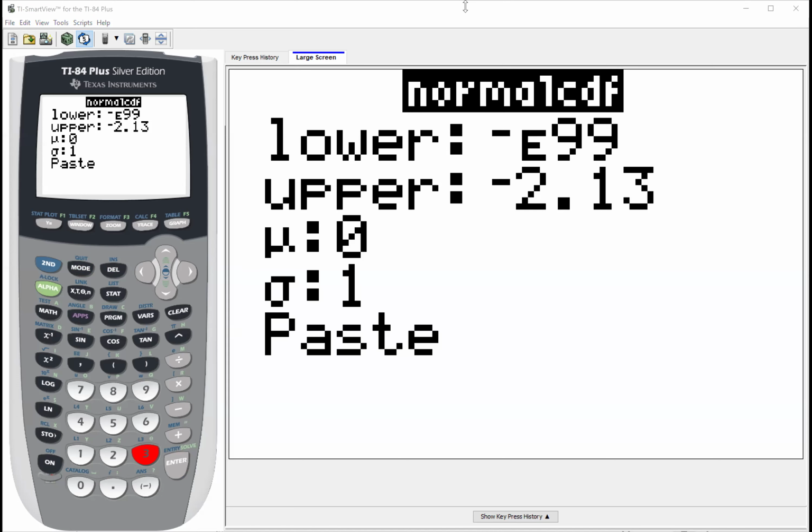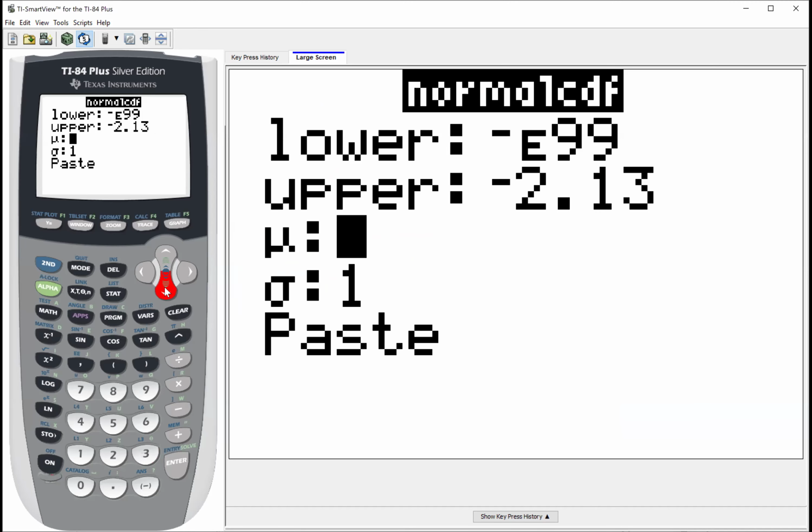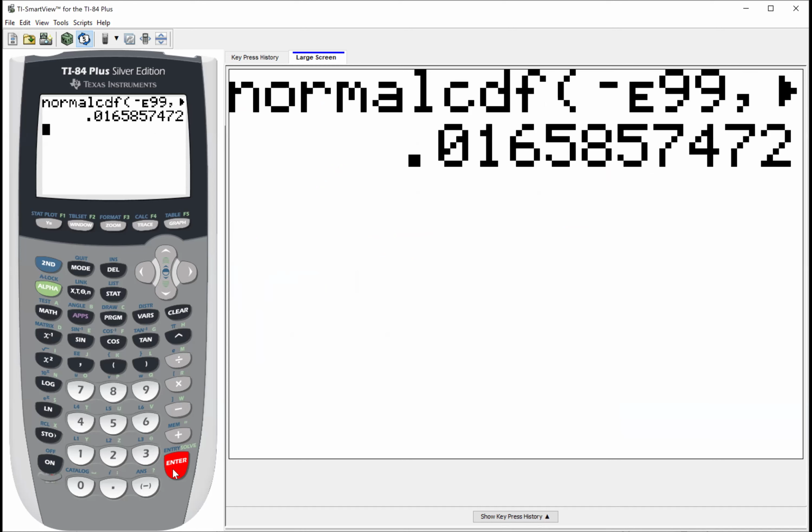So let's go back and look at the picture. Since we're working with z-scores, the mean of the z-scores is 0. And the standard deviation is 1. So whenever we're working with z-scores, the mean of the standard normal is 0 and the standard deviation is 1. So we're going to leave that as 0 and 1. And if you don't have that there, you could type in 0 and then 1. And then we're going to hit enter on paste. Then it's going to paste it to the home screen, and we hit enter one more time. And we always round to 4 decimal places unless otherwise noted. So this is going to be 0.0166.